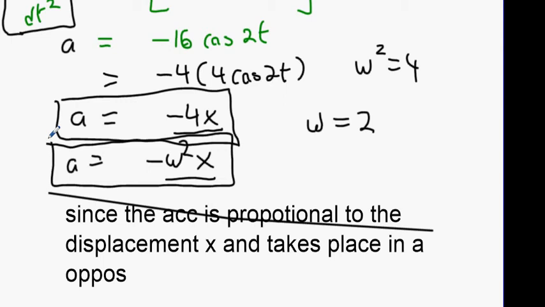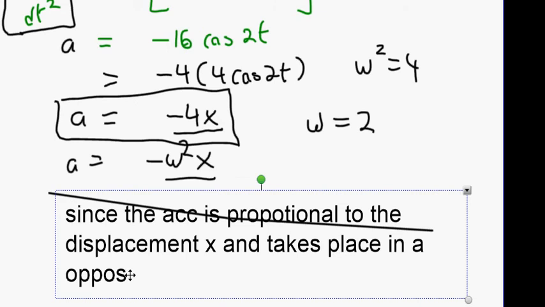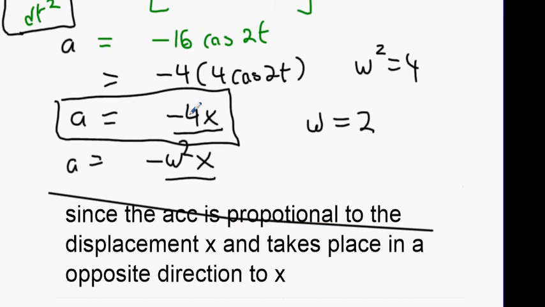So that's what I was about to get to on the right hand part here. And it takes place in the opposite direction to x. Okay, is that alright? You have to write that little note at the end. And you can also say, once you do this part here, see the a equals minus 4x, you can say simple harmonic motion with omega equal to 2.